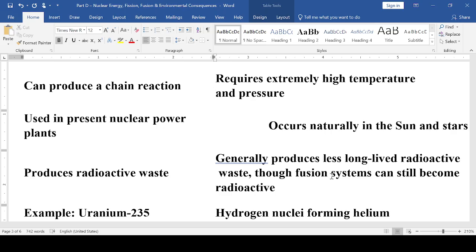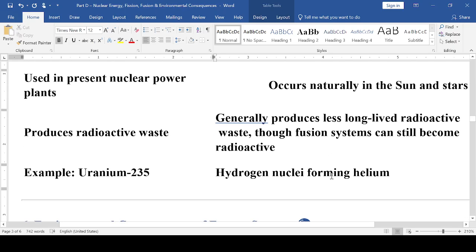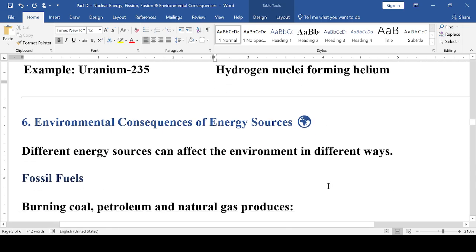Fission will produce less long-lived radioactive waste. Though fusion systems can still become radioactive. Examples will be uranium-235 for fission, and hydrogen nuclei forming helium for fusion.